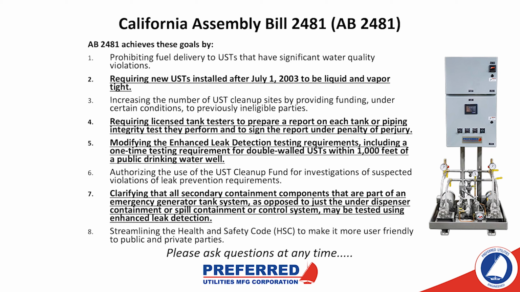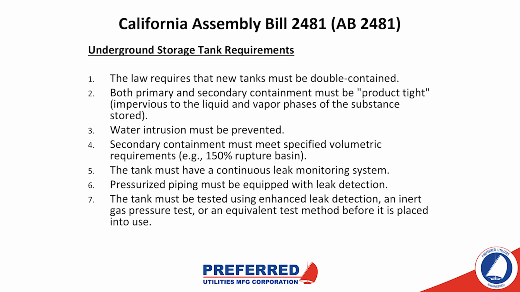Those are some of the main points for AB 2481. Some more specifics about California Assembly Bill 2481, UST requirements. I'm just going to run through some of these real quick, and some are more important than others. So, number 1, the law requires new tanks be double contained. Number 2, both primary and secondary containment must be product tight, of course.